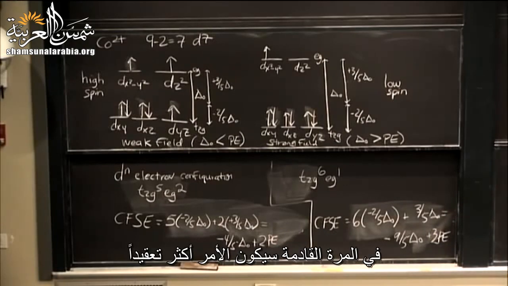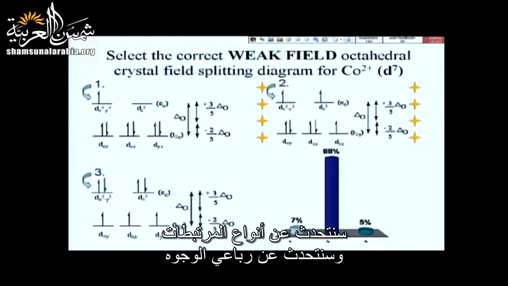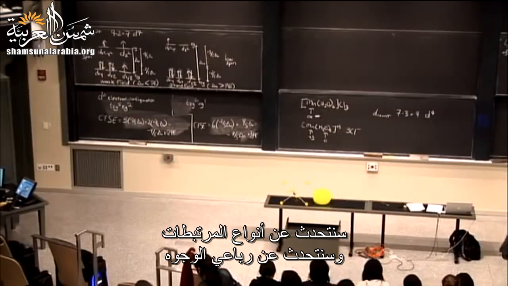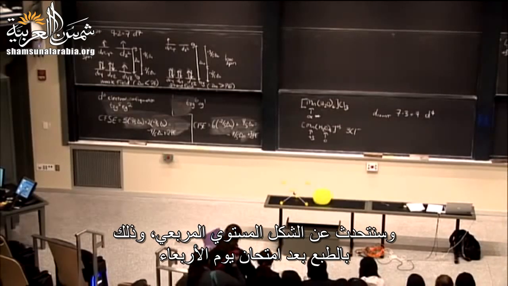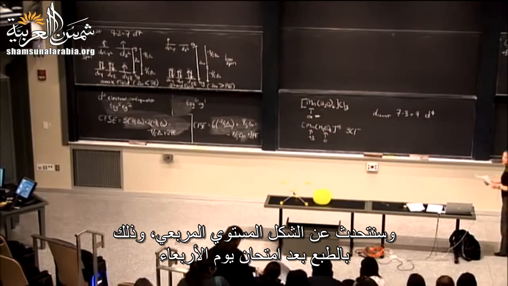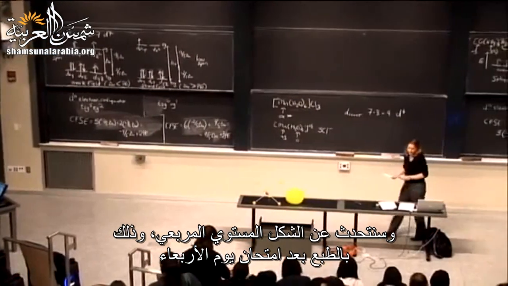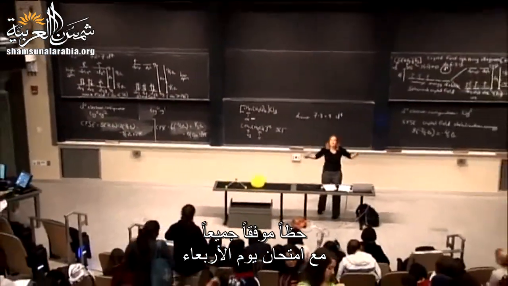Think you have this part down? Next time we get more complicated: we're going to talk about types of ligands, tetrahedral, and square planar, and that's, of course, after the exam on Wednesday. So good luck, everyone, with the exam on Wednesday.